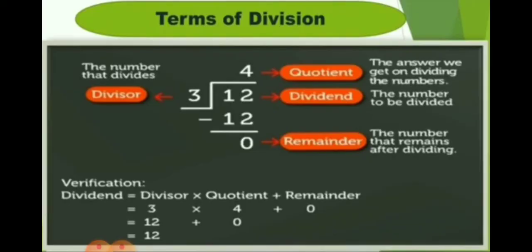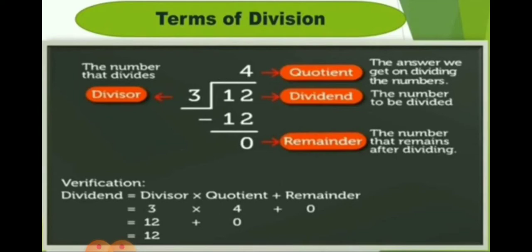Now, what are the terms used in division? Suppose here we have to divide 12 by 3. So you will take 3 four times and you can see it came 12 and remainder is 0. So 4 is known as the quotient, the answer we get on dividing the numbers. 12 you can see is the dividend, the number to be divided. 0 is the remainder, the number that remains after dividing. The number that divides, that is 3, is the divisor.